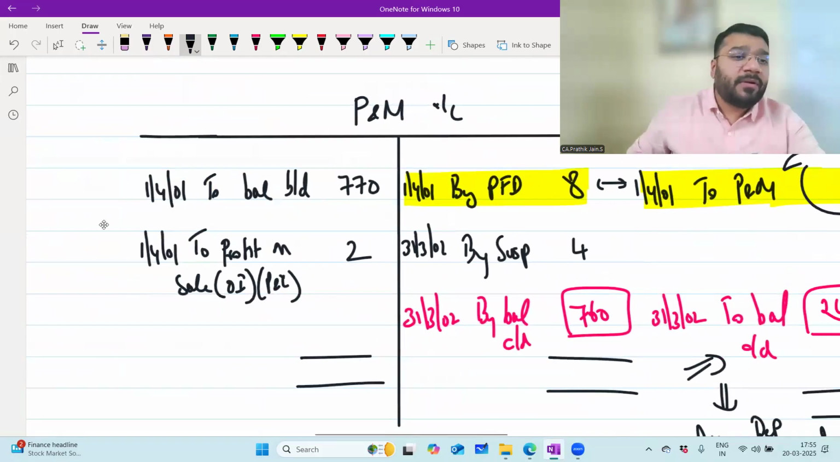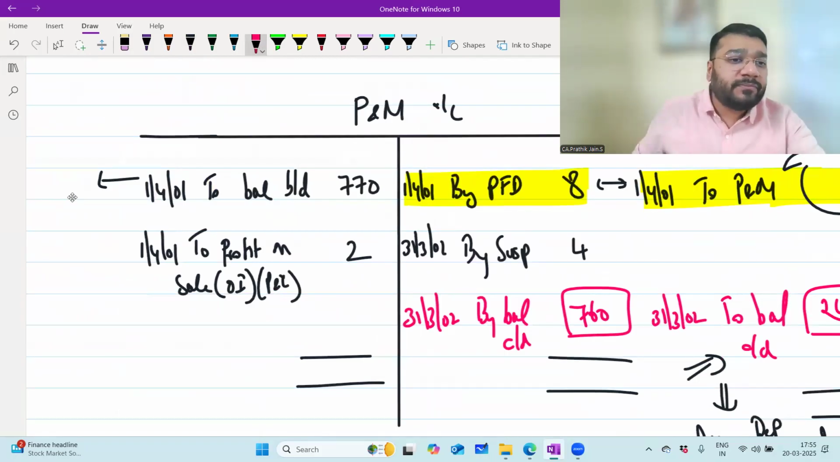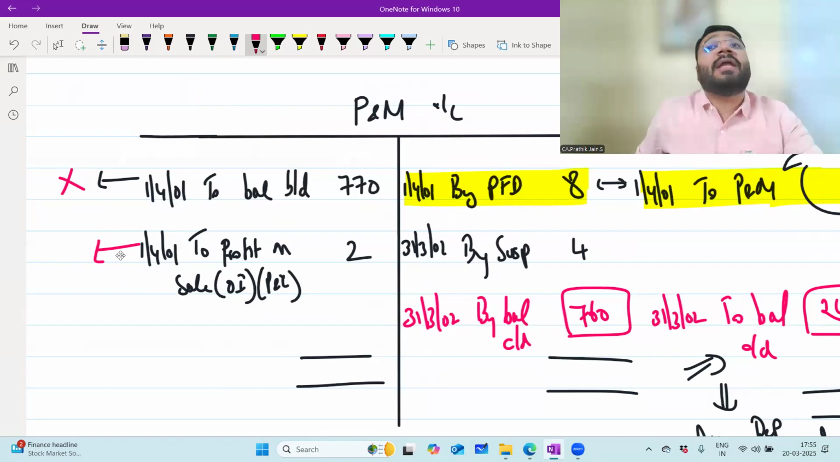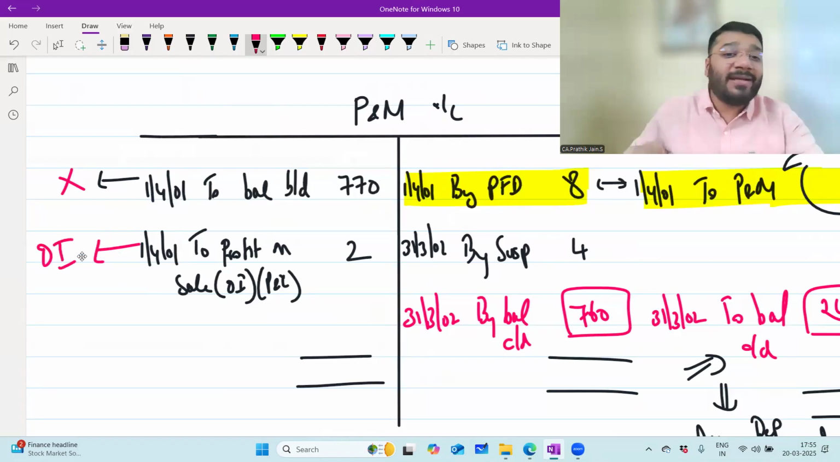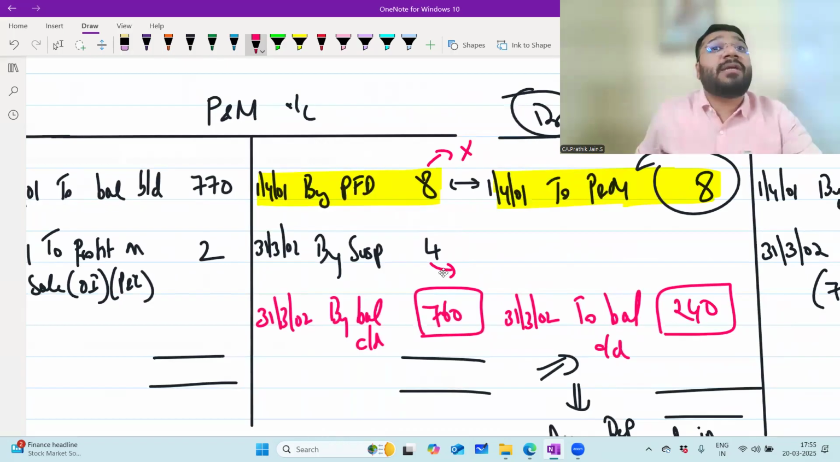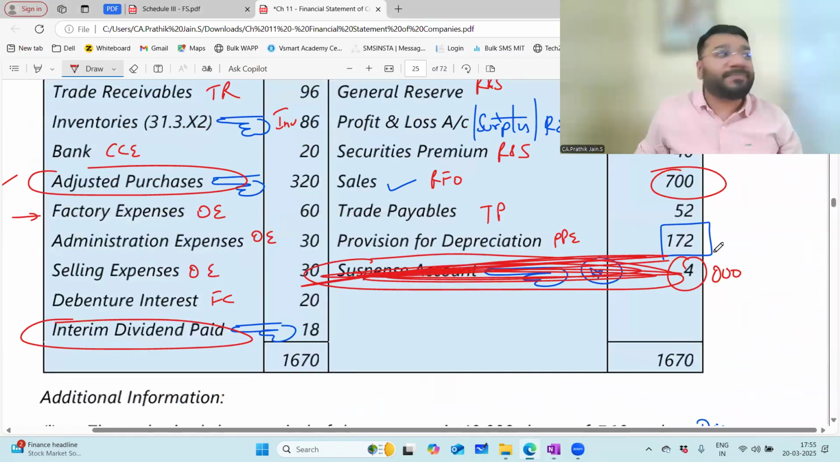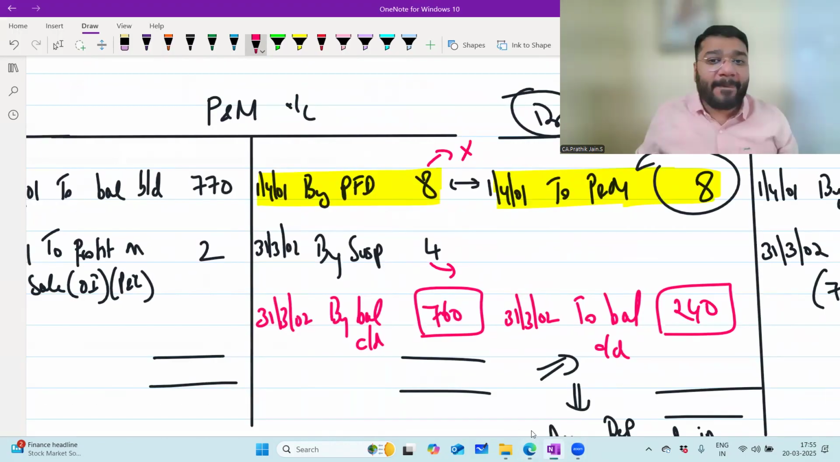Now, please tell me, the opening balance of plant and machinery, will it go anywhere in the financial statement? No. This profit on loss and sale of asset, will it go anywhere in the financial statement? Yes. Where? Other income. By PFD 8,000, will this go anywhere in the financial statement? No. Suspense account, will it go anywhere in the financial statement? Sir, it will not go, but whatever suspense account is there, by passing this entry, the rectification entry, because of that, this suspense account will get eliminated from the trial balance. Okay or not okay?